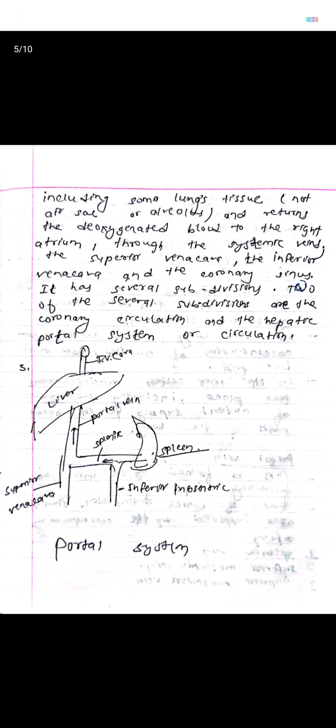Systemic circulation. It is the largest circulatory route. It takes oxygenated blood from the left ventricle through the aorta to all parts of the body, including some lung tissue, not air sacs or alveoli, and returns the deoxygenated blood to the right atrium through the systemic veins: the superior vena cava, the inferior vena cava, and the coronary sinus. It has several subdivisions. Two of several subdivisions are the coronary circulation and the hepatic portal system or circulation.